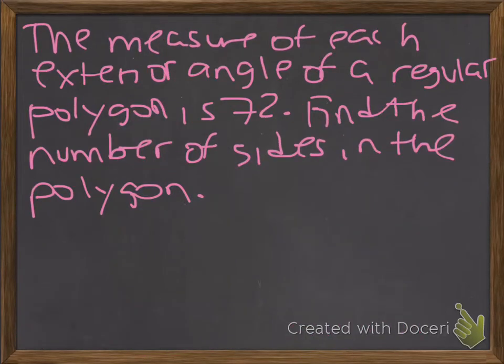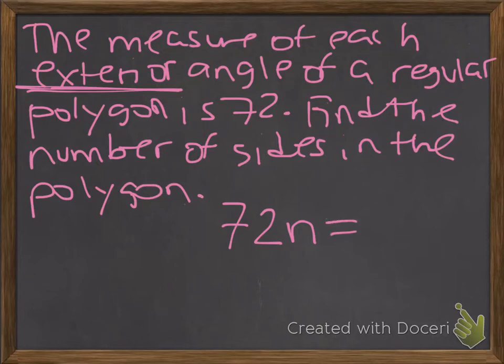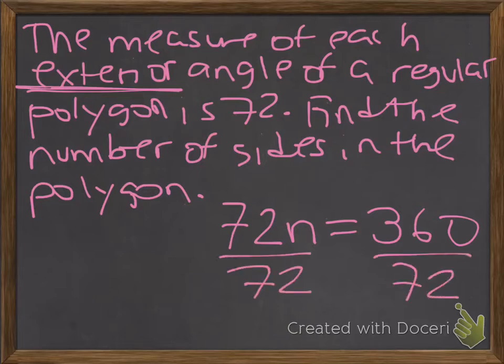Next one is exterior angles. Exterior angles of any polygon are always going to add up to 360. So if each exterior angle is 72, to find the number of sides, we're going to do 72n, the number of sides, equals 360 this time. So we just divide by 72, and we get 5. So the number of sides of that polygon is going to be 5.